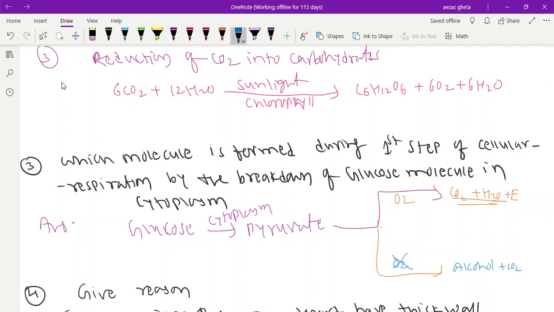Plus carbon dioxide plus energy. And if it is a lack of oxygen, that is, less oxygen, then it is giving you lactic acid. What is it giving? Lactic acid. Okay, so here the question is this much only, pyruvate.